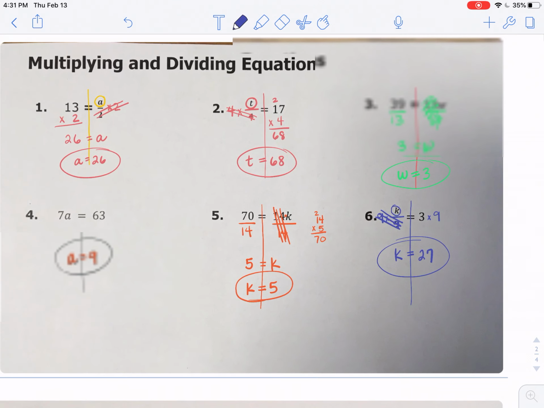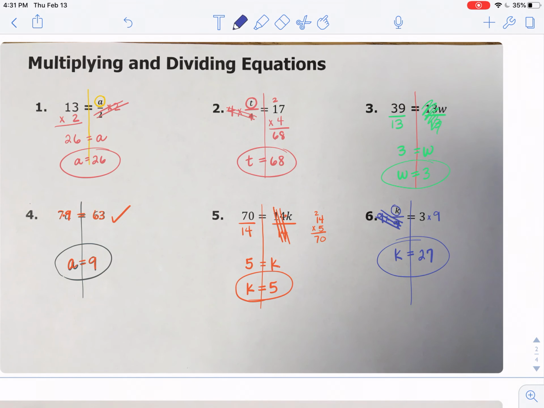So, multiplying and dividing equations are actually really similar to addition and subtraction equations that we did yesterday. We use the inverse operation to solve, and whatever we do to one side of the equation, we have to do to the other side of the equation. All right? Y'all did such a great job yesterday, and I know you're going to do a great job with this today.